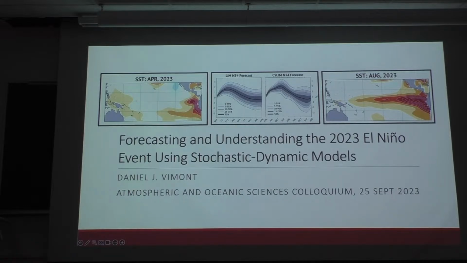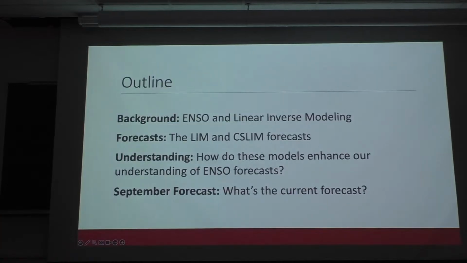I'm going to talk today about forecasting and understanding the 2023 ENSO event, using stochastic-dynamic models, so linear inverse models in this case. To begin with, a quick background on what is El Nino, what is ENSO, and what is linear inverse modeling. Then we'll talk about the forecasts and how we can think about using these models to understand various aspects of El Nino predictability, as well as El Nino variability in general. And then we'll take a look at the curve.